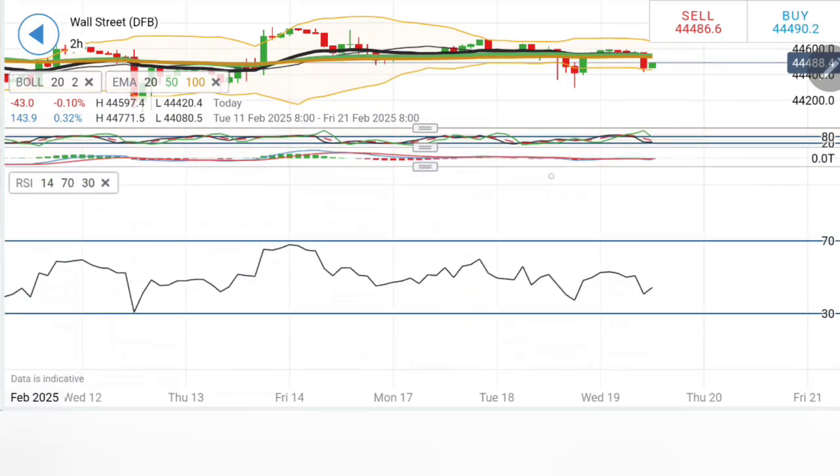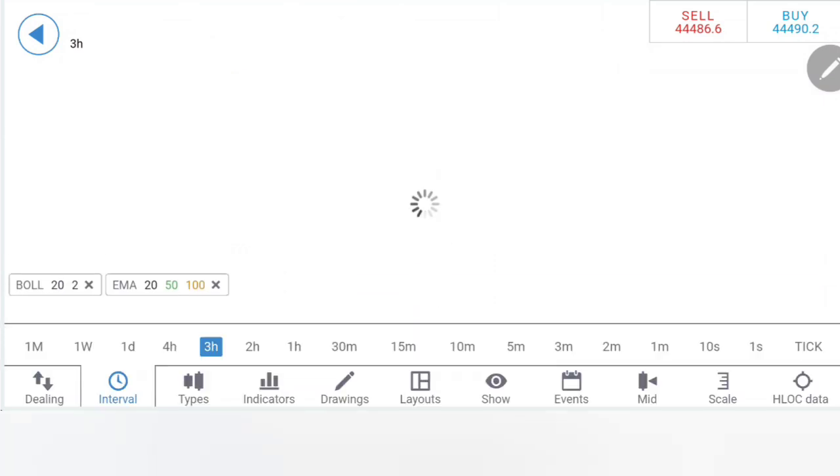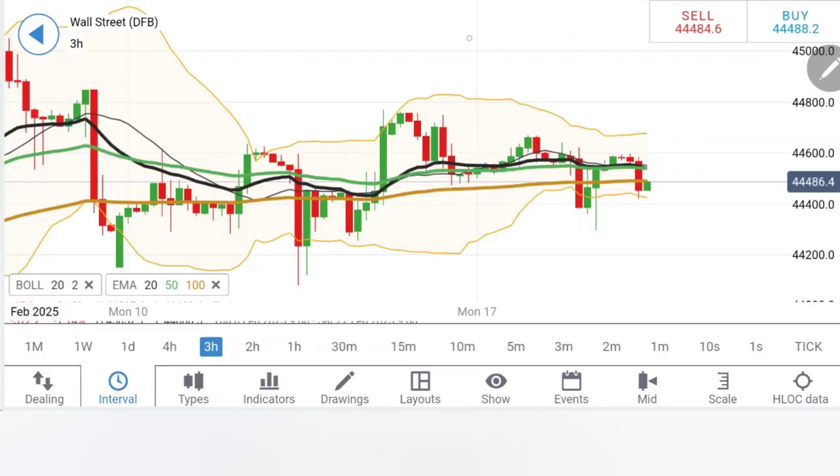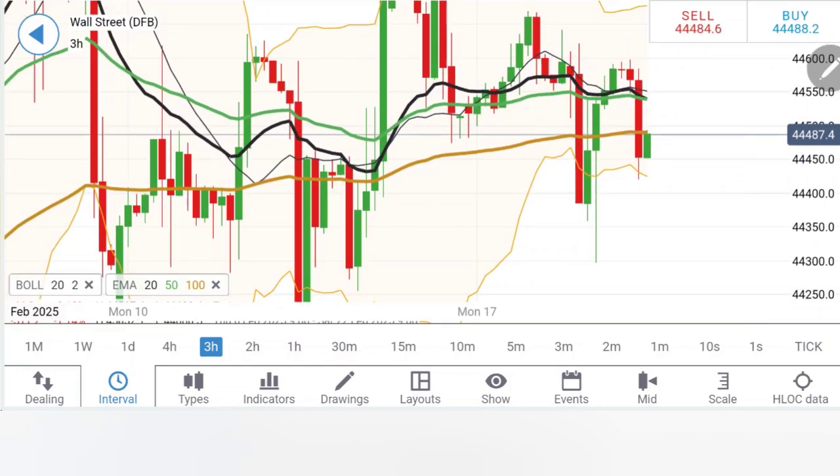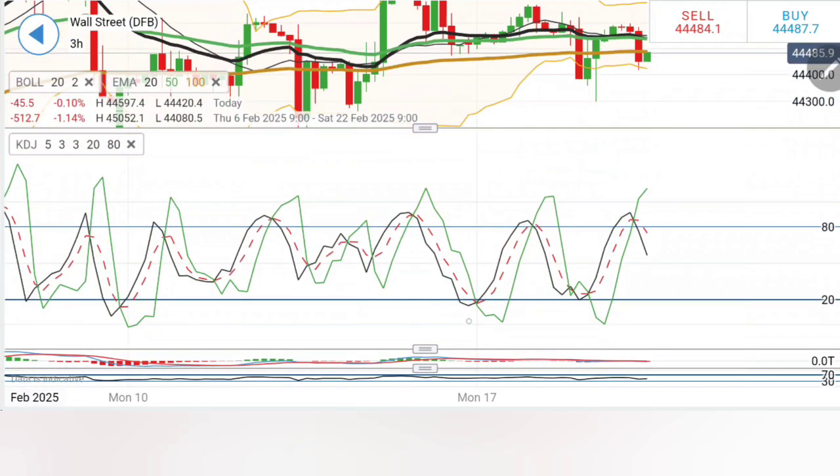Stochastic has dropped here. The MACD is trading bearish. The RSI has also dropped. On the 3 hour chart, a similar observation, but it is too early to conclude that it is turning bearish. It is reversing from higher lows, and thus I will still not say that it has turned bearish. But yes, if you see it staying below 44,440 and 400, you can stay short from there.